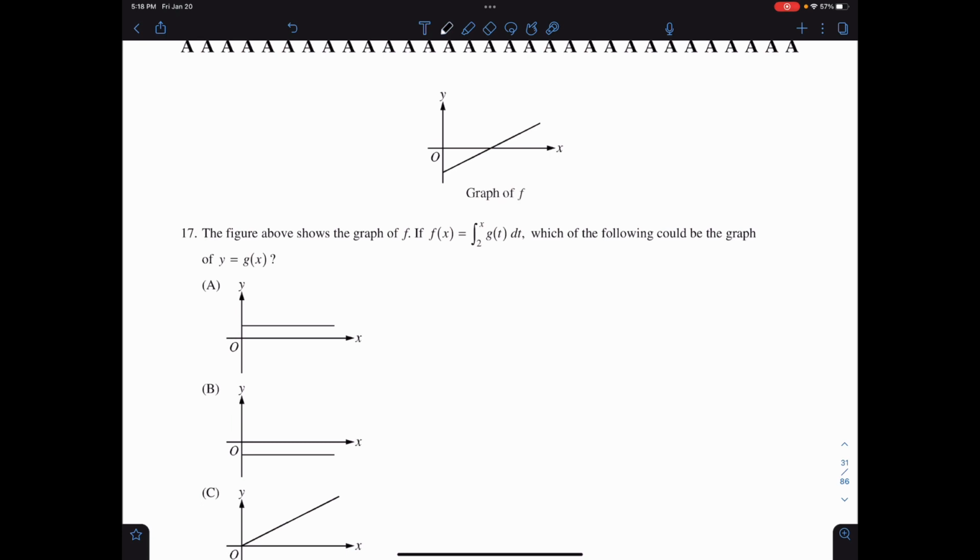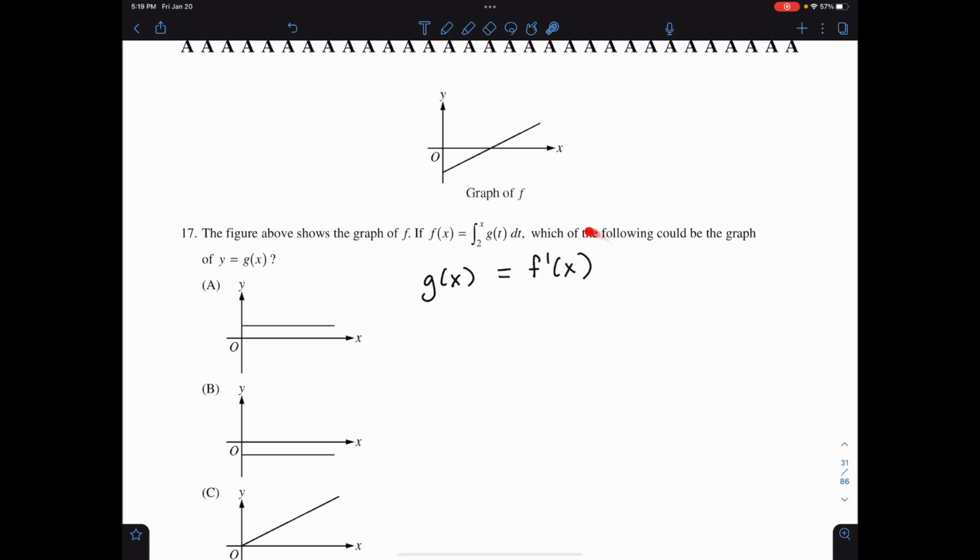So we want something that represents g of x. And the key here is that the graph that they've given to us is actually the integral of g of t dt. So in a way, g of x is equal to the derivative of f of x, right? The way you can think of that is, f of x is equal to the integral of g. If I take the derivative of both sides, it cancels out this integral, and I'm left with f prime of x is equal to g of x.